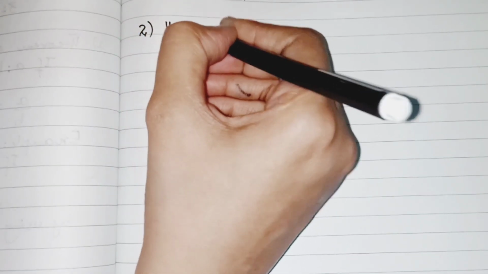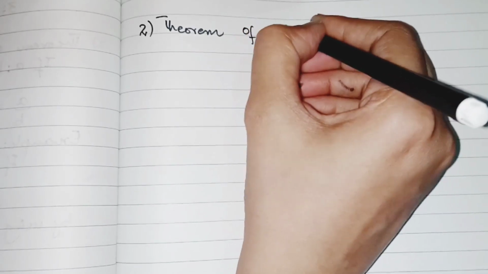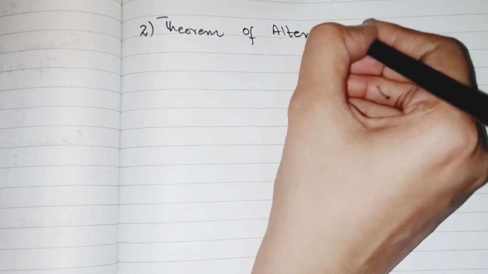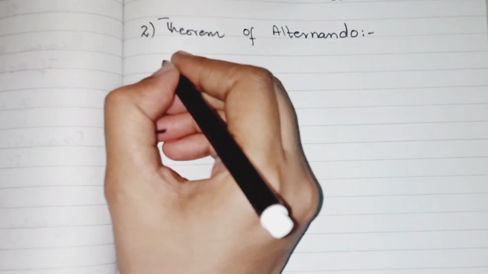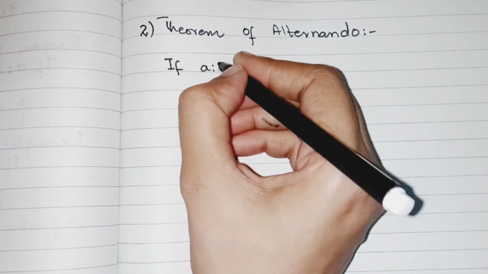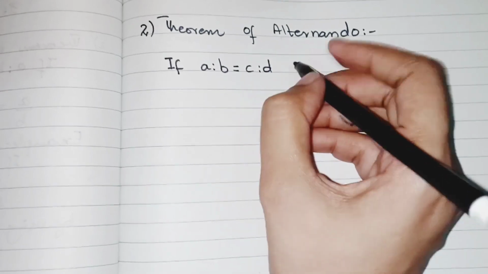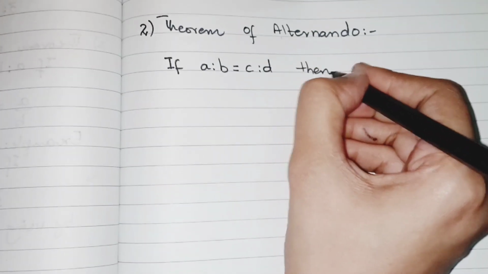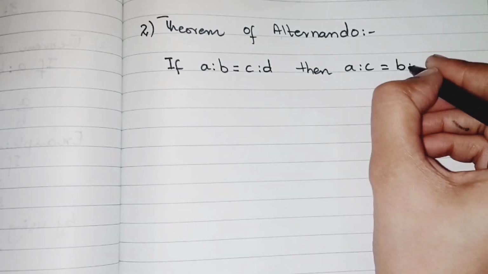Number 2 is theorem of Alternando. According to the statement of theorem of Alternando, if A ratio B is equal to C ratio D, then A ratio C is equal to B ratio D.